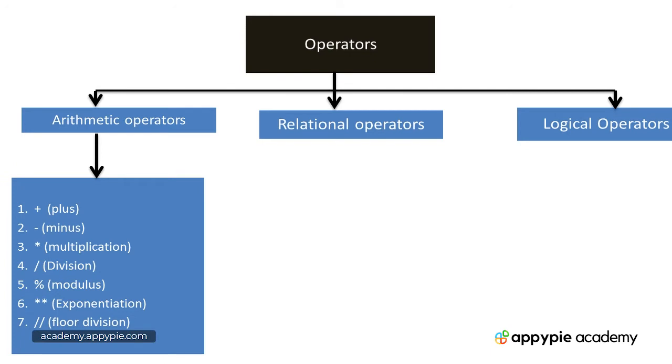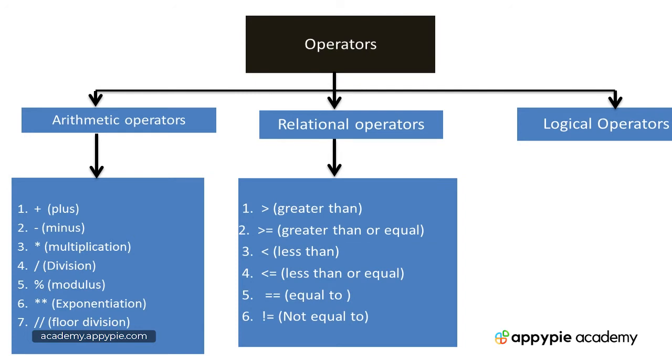As far as arithmetic operators are concerned, we have a host of them: plus, minus, multiplication, division. Then there is the modulus operator with the percent symbol, at number 5 in the list. What the modulus operator does is get the remainder after a division. I will give you an example after a while. Then the double star symbol at number 6 is for exponentiation, and double slash is for floor division.